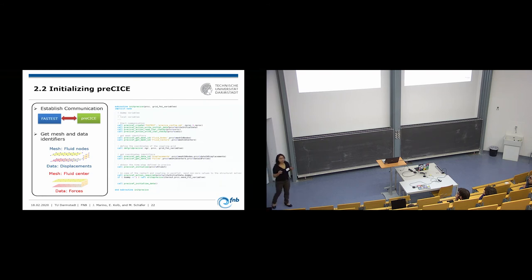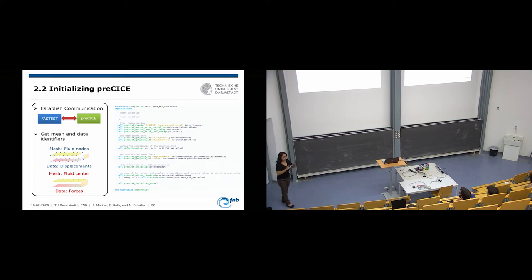Initialization preCICE. Basically, in your program, you need to implement this establish communication part. Here, for example, you have precicef_create, and with this API, you establish the name of the configuration file that you want to share with preCICE, and also you give some information about your code. After that, get data ID and get mesh ID are used to give names to your meshes and also your data. For example, in FASTEST we have two meshes. The first is fluid node, where the points are located in each corner of the interface elements, and fluid center. The first mesh is used for displacement, and the second mesh is used to send forces.